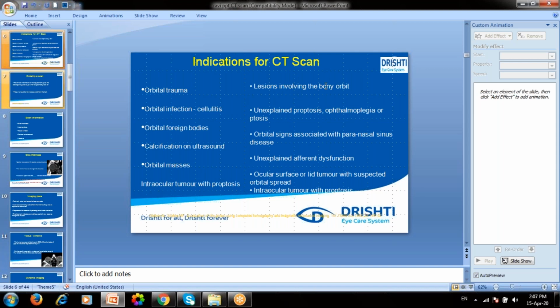So any lesion involving the bony orbit. In those cases, unexplained proptosis or ophthalmoplegia or ptosis. So proptosis or ptosis which, according to your clinical evaluation, doesn't match. It is not a simple ptosis. Sometimes you feel that it should not be there, but it is there. So in those cases, if you are confused, we can send for a scan.